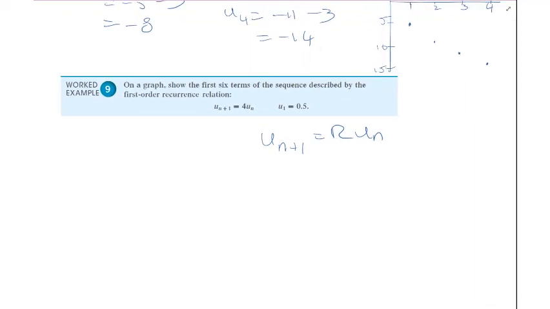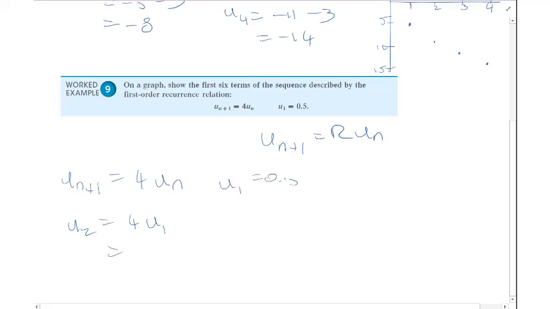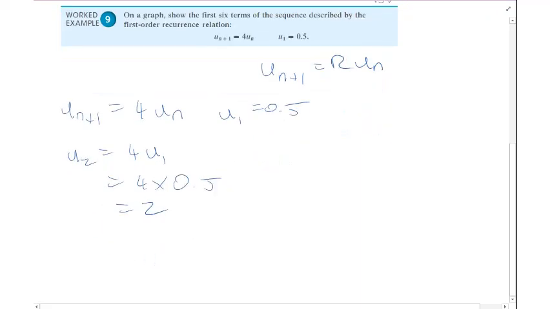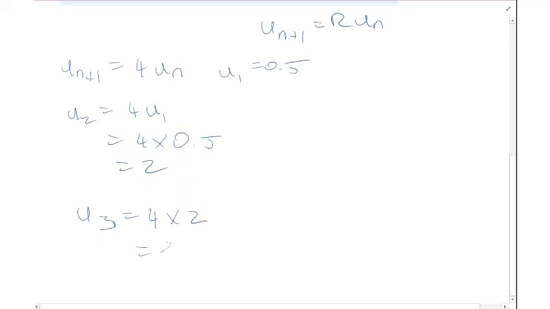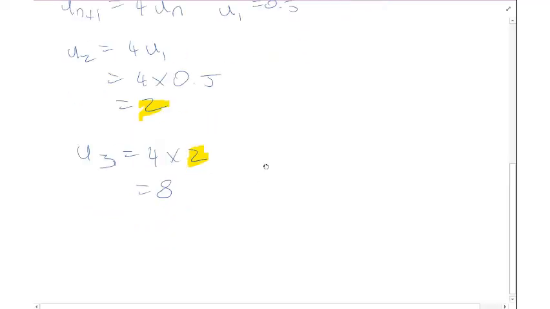So what I do for that is I calculate them out again. So I go U(n+1) equals 4 U(n). So when I say U2 equals 4 times U1, my U1 was 0.5. So 4 times 0.5 is 2. U3 equals 4 times 2 equals 8. So I want to highlight it. So that's that and that. They're the same.